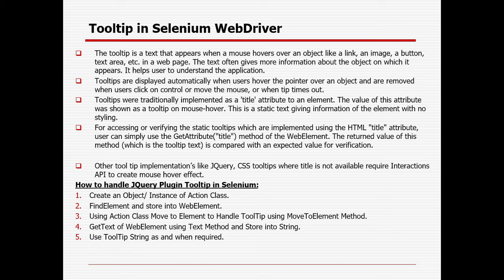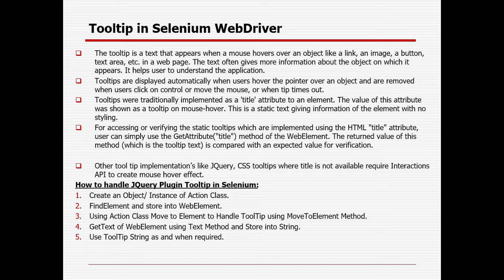Tooltips are traditionally implemented as a title attribute on an element. The value of this attribute is shown as a tooltip on mouse over. This is a static state, giving information about the element with no styling. For accessing or verifying the static tooltip implemented using the HTML title attribute, the user can simply use the getAttribute title method of the web element. The return value of this method, which is the tooltip text, is compared with an expected value for verification.